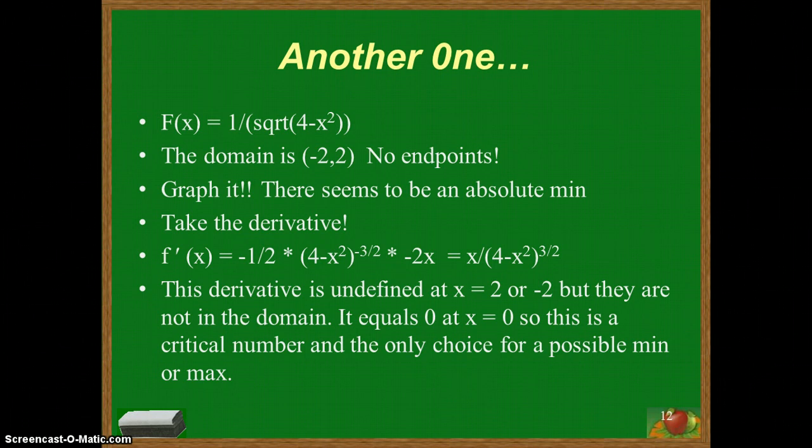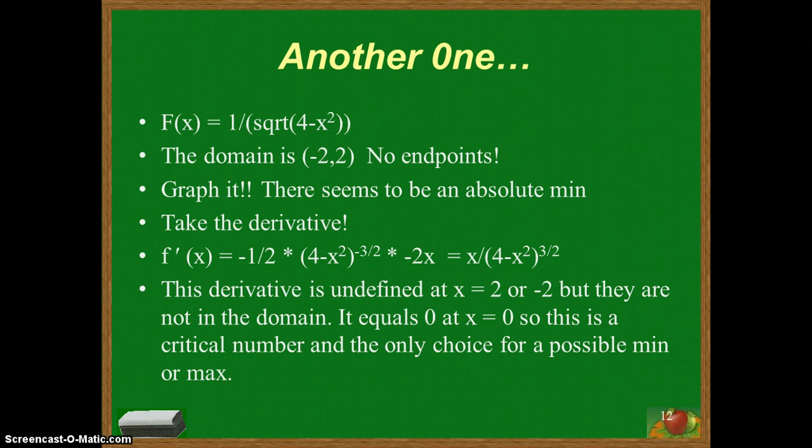Here's another one. Let's say f of x equals 1 over the square root of the quantity 4 minus x squared. The domain of this function is the open interval negative 2, 2. There are no endpoints. And we can't get any smaller than negative 2 or any bigger than 2 because then we're taking the square root of a negative number. Graph it. It would seem to be an absolute minimum.